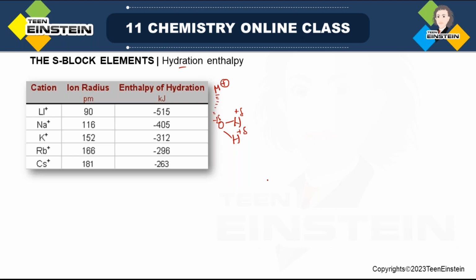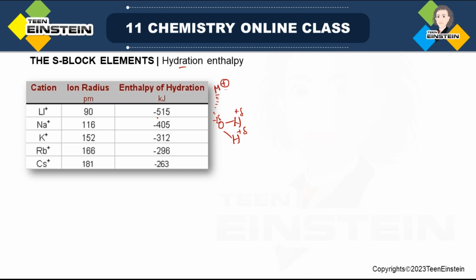So as a result, what will happen? This positive charge is as if somehow balanced by this oppositely charged O minus. Though it is partial, still there will be some kind of stabilization. And when there is stabilization in the system, there will be some energy release. And when I am saying energy release, it must be with some negative sign.